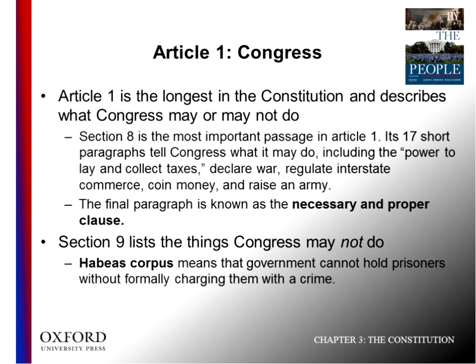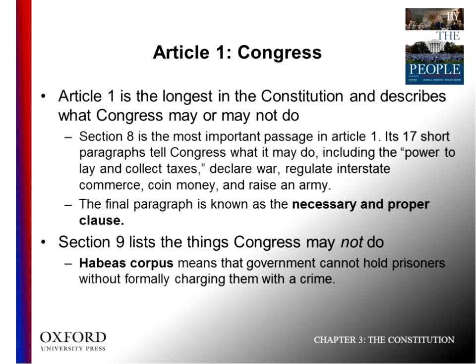Section 9 lists the things Congress may not do. For example, the writ of habeas corpus. Congress cannot suspend the writ of habeas corpus except in times of rebellion or during war. What habeas corpus means is that the government cannot hold prisoners without formally charging them with a crime. In other words, if you are arrested by the police and sent to jail, you have the right to see a judge and question your detainment. And they either have to charge you with something or they have to let you go.